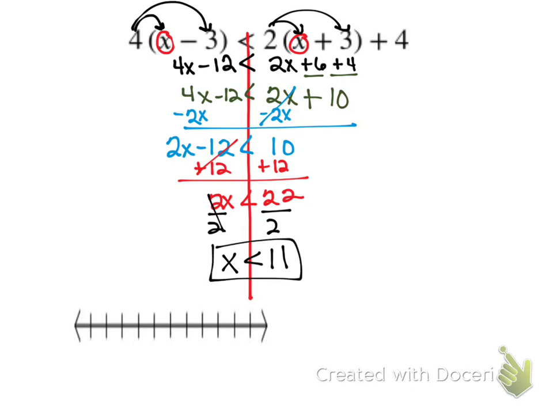I divided, but I didn't have to flip. Why? Because you're not dividing by a negative. Okay, open or closed? Open. Left or right? Left. To the left. Nice job. How'd you guys do on that last one?